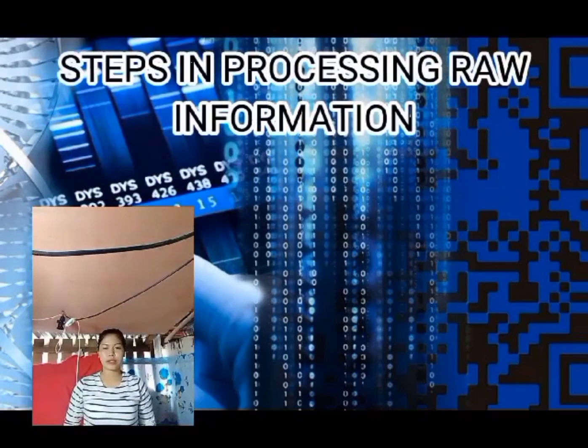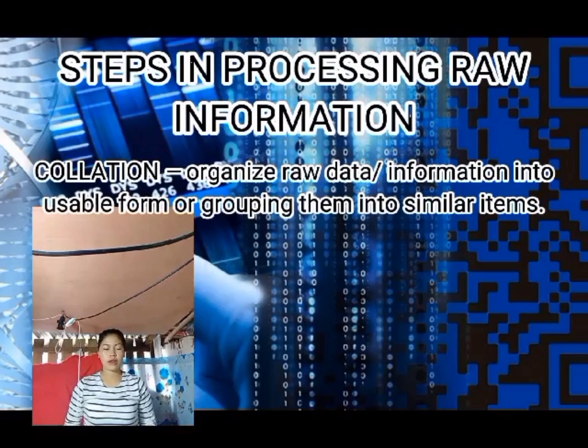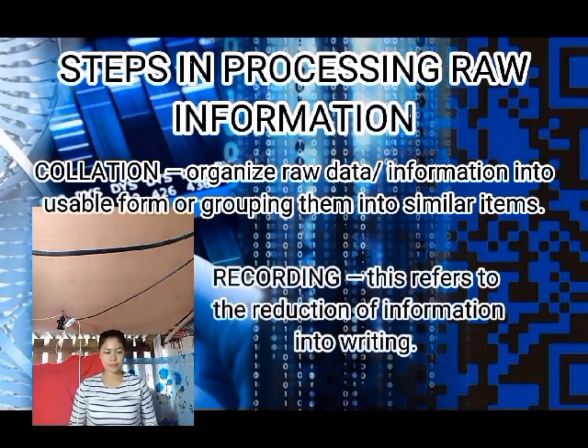Steps in processing raw information. Collection. Organize raw data or information into usable form or grouping them into similar items. Ito yung pagkolekta ng mga mahalagang information para magamit sa isang grupo, sa isang similar items. Recording. This refers to the reduction of information into writing.